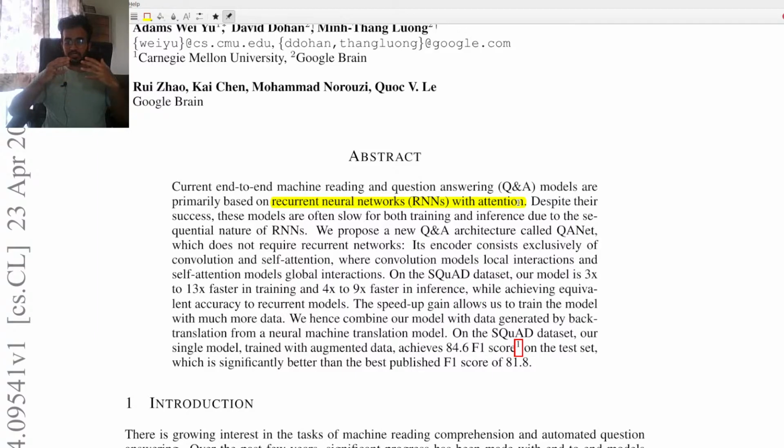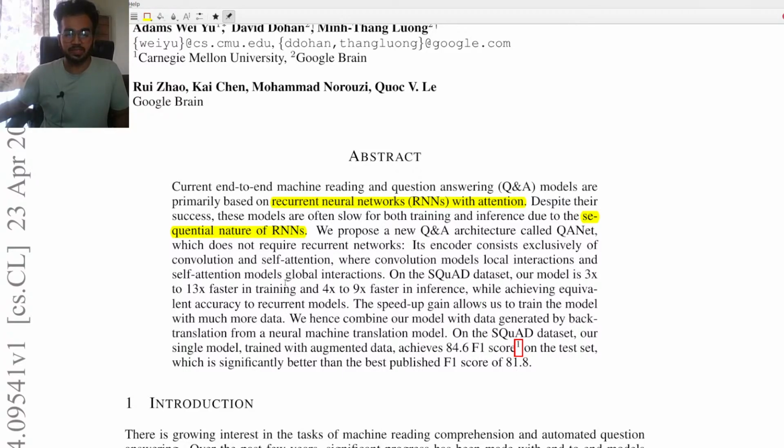And so attention was there in recurrent models, but self-attention and convolutional neural networks weren't used in natural language processing. So as they said, we did have RNNs with attention. Despite their success, these models are often slow both for training and inference due to the sequential nature of RNNs. We propose a new question answering architecture called QANet, which does not require recurrent networks.